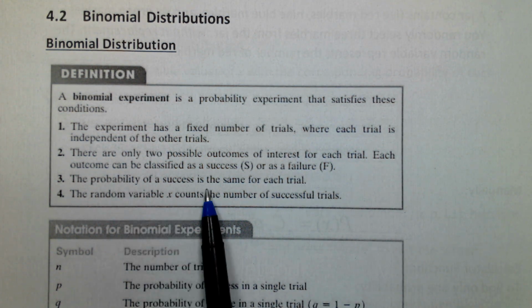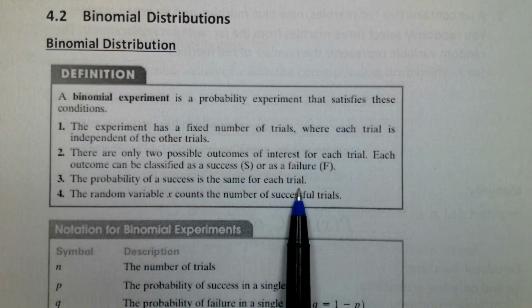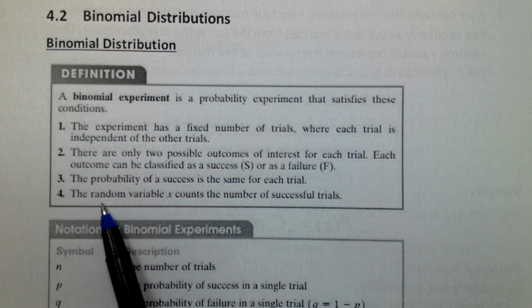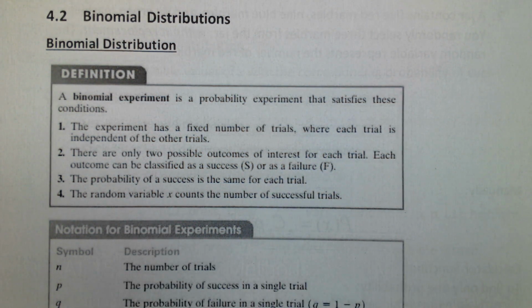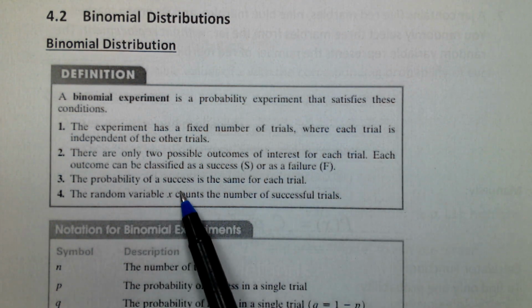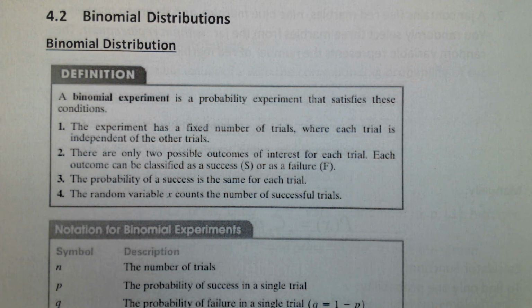And then the probability of success is the same for each trial. So we can't change the passing rate. We can't change P. And the random variable X counts the number of successful trials. Okay, so again, probability of success is going to be P, and P cannot change. And we'll look at a problem where that makes more sense.